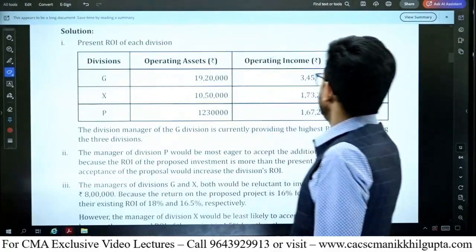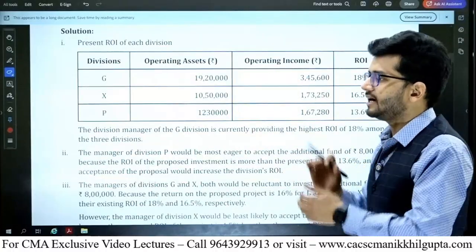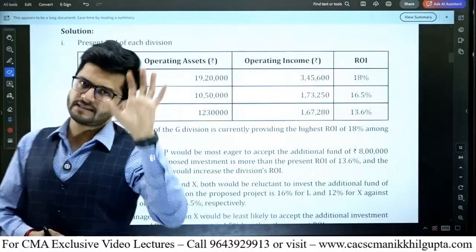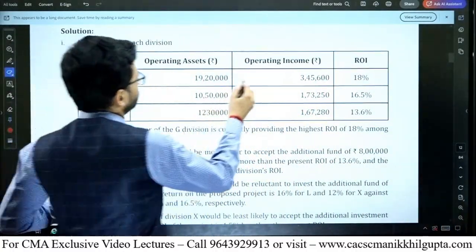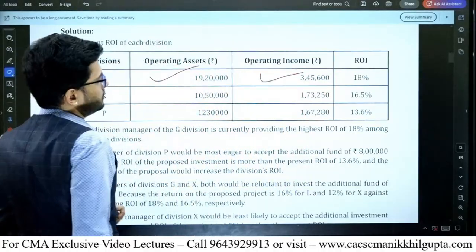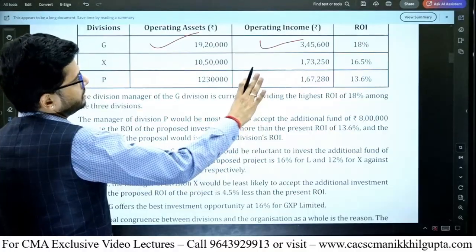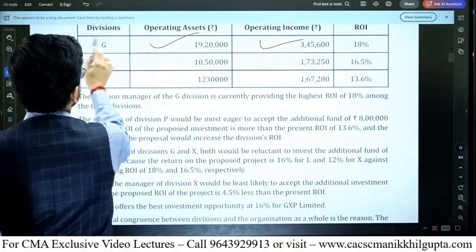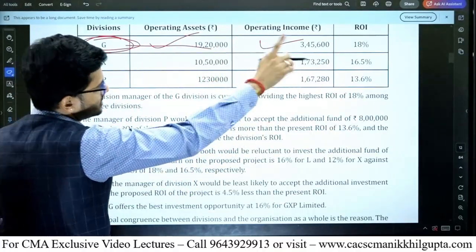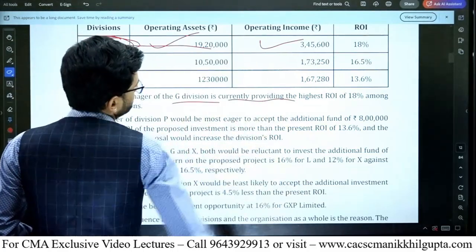Alright, so now we'll first of all be calculating the existing ROIs. Forget about the expected ROI, the existing ROI. Very simple. You divide income by the assets, then you get the current ROI. So ROI is 18%, 16.5%, 13.6%, and once again division G wins. It has got the maximum ROI.